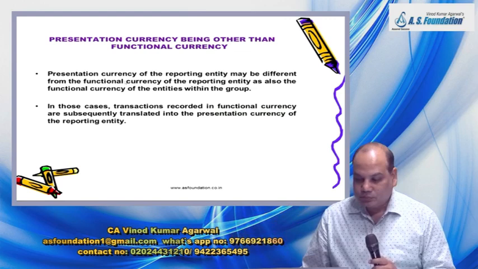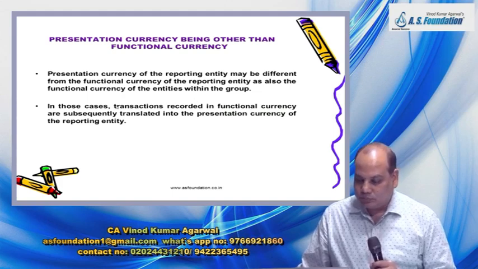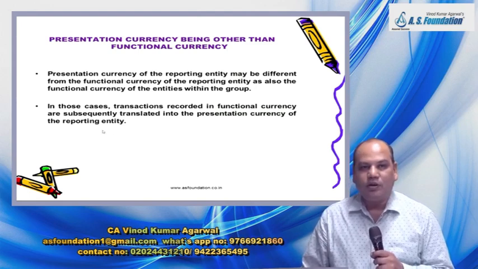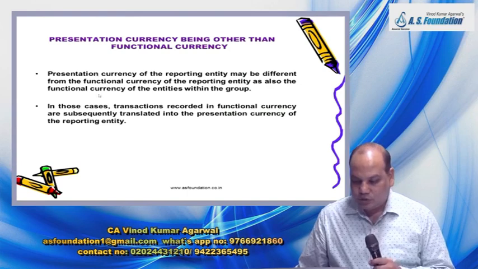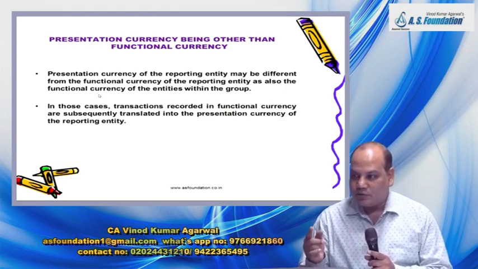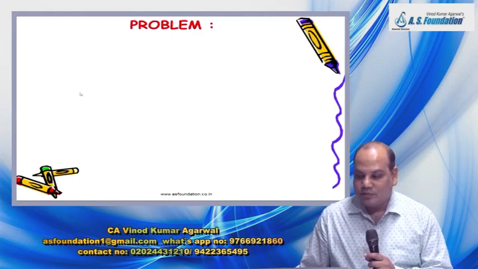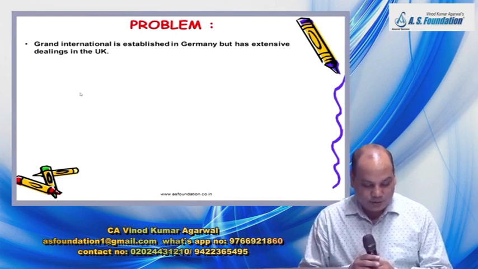That is also possible. So the presentation currency of the reporting entity may be different from the functional currency, as also the functional currencies of the entities within the group. In those cases, transactions recorded in functional currency are subsequently translated into the presentation currency of the reporting entity. Is it right? So what we have to do, we have to now learn the rule of conversion from functional currency into presentation currency, and there will be some exchange difference also in that process. That exchange difference, again, what will be the treatment, we will see. No, I will tell you. First you tell me one answer.